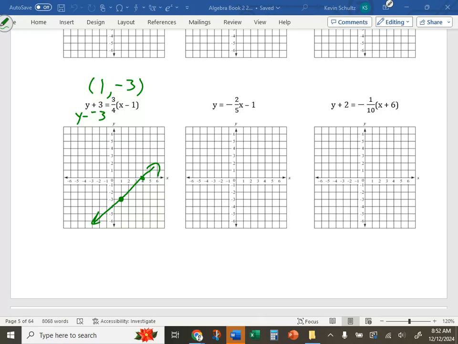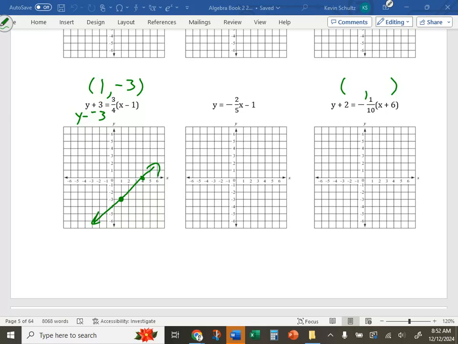y + 2 = -1/10 times (x + 6). What is the, and don't say it out loud, but what is the ordered pair that this equation gives us? Take a look at it, study it. What could it be?